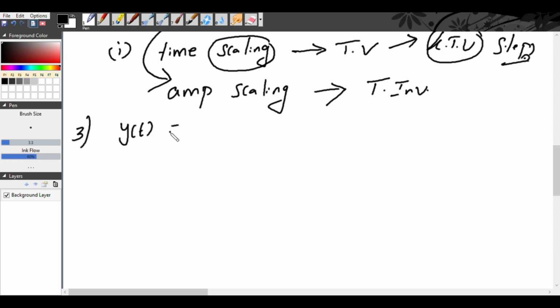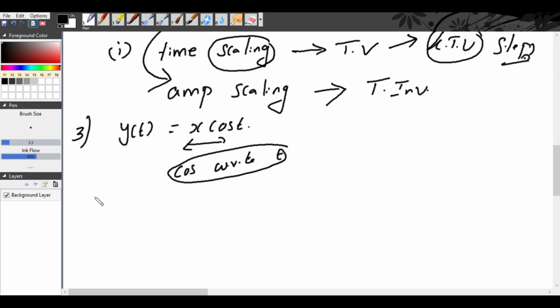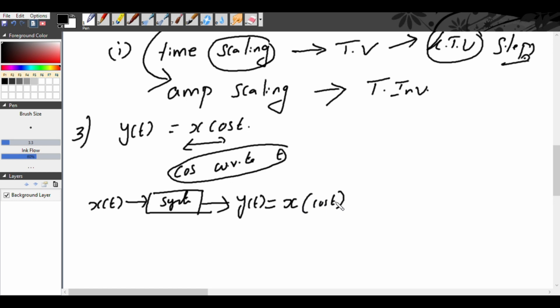So let us try to solve a problem. Y of t is equal to x of cos t. So what is the nature of the system? The nature of the system is to multiply a cos with respect to t. So that means x of t is what we are providing to a system. What it does is, it calculates a y of t, an output which is nothing but x of cos t.